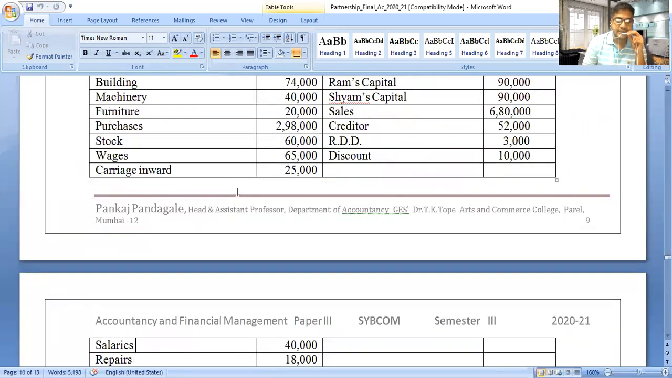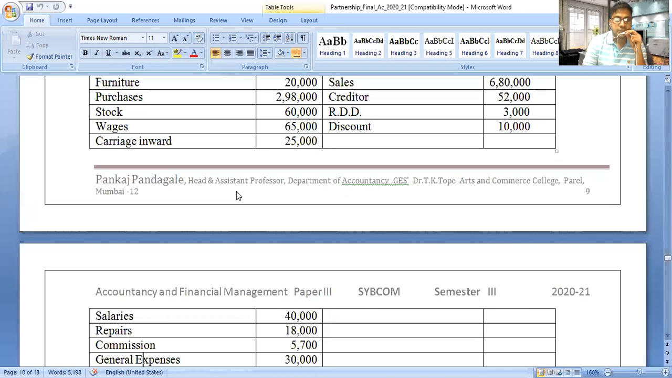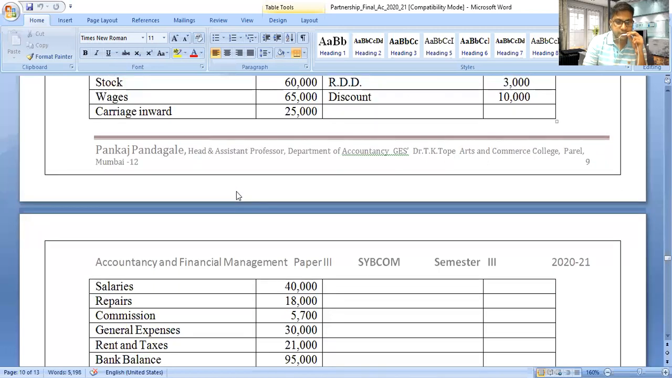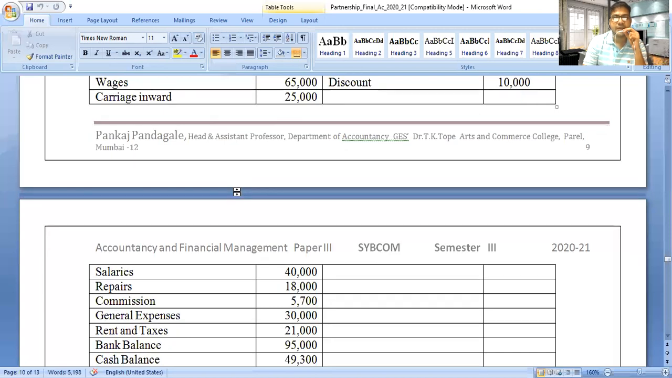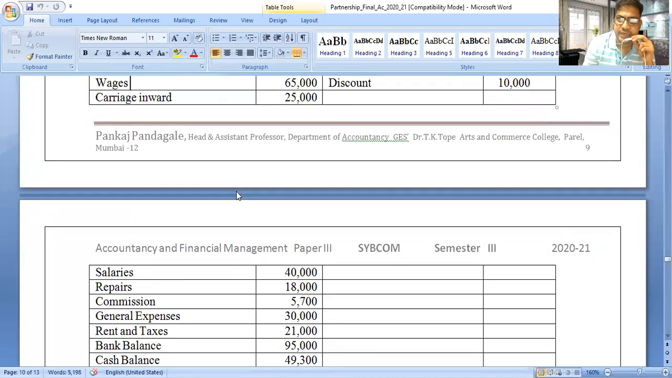debit side. Salaries 40,000, profit and loss account, debit side. Repairs, profit and loss account, debit side. Then after that, commission, profit and loss account, debit side. General expenses, profit and loss account, debit side. Rent and taxes, also profit and loss account, debit side. Bank balance, balance sheet, asset side. Cash balance, debtors, also balance sheet, asset side. The asset side is over.